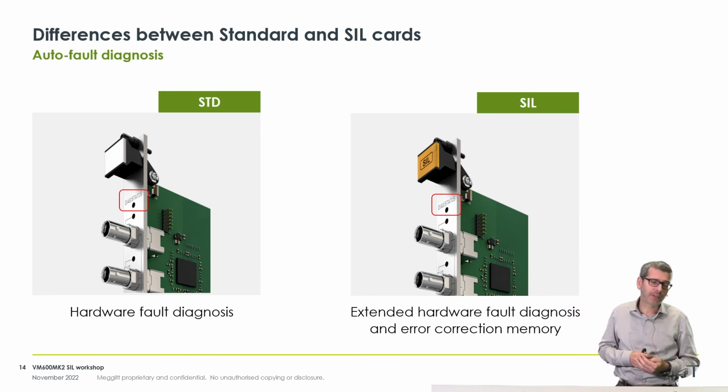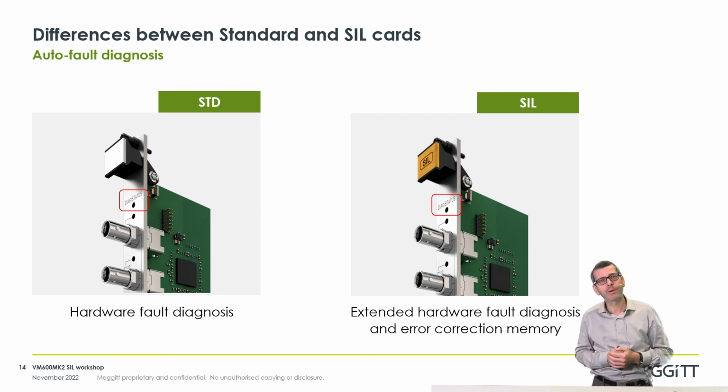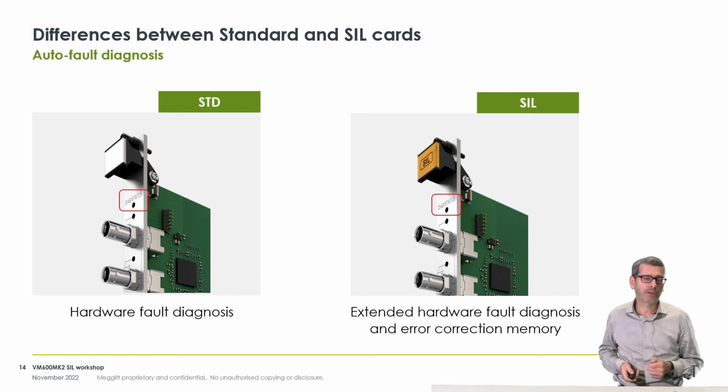An example of that is that the physical memory on the card, on the SIL version, has self-correcting capabilities. So it can detect some errors if maybe a cosmic ray comes from the universe and changes a few bits on the memory. The memory will detect that, and it's capable to correct those errors, of course, to a certain extent.